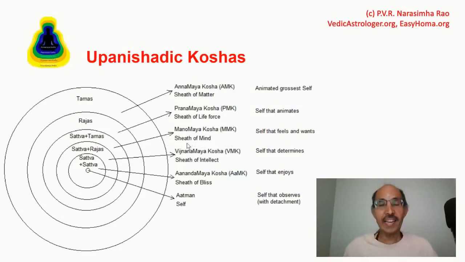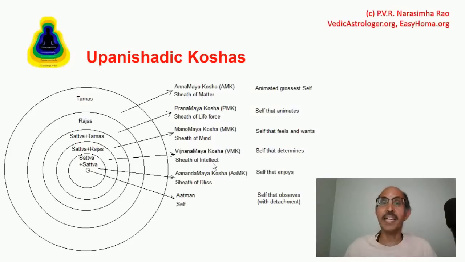And at a subtler level, we have a kosha called vijnanamaya kosha. This is the sheath of intellect, or rather sheath of wisdom. And we are not talking about rational intelligence here, like discriminating between, okay, this is computer, this is mic, and this is English, and this is Hindi, or this is my face. This is not that kind of knowledge.